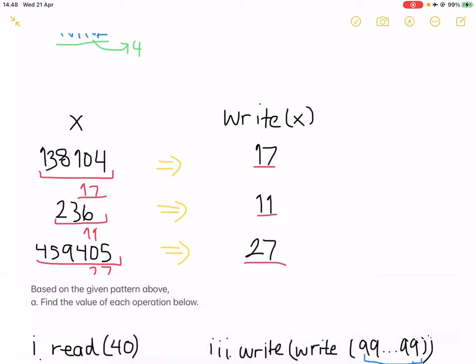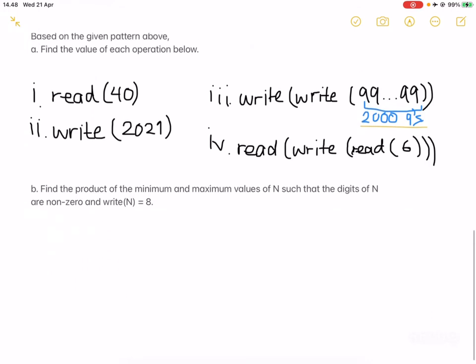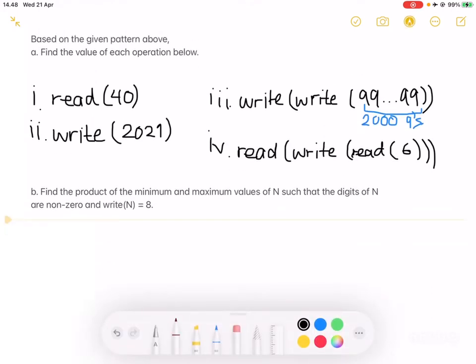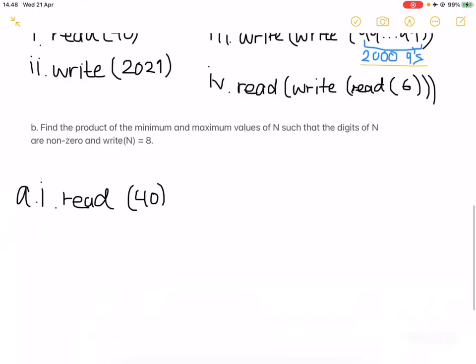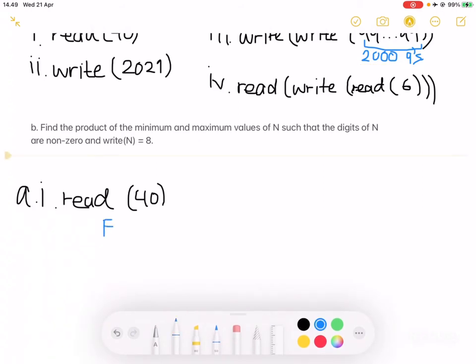So now we have determined the patterns of each operation. Let's evaluate the following. Let's start with part 1 of part A, which is read of 40. Now you may need to write how 40 reads in the alphabet, which will be as so: F-O-R-T-Y, 40. And notice this has 5 letters.